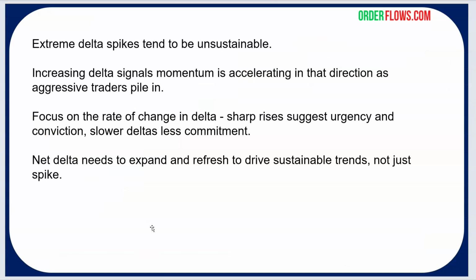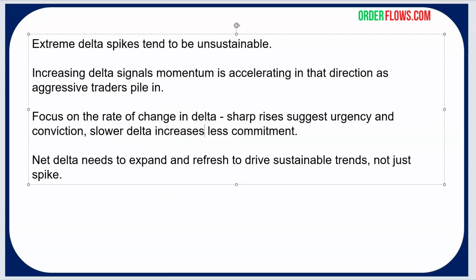Now, extreme delta spikes tend to be unsustainable. And increasing delta signals momentum is accelerating in that direction as aggressive traders pile in. So focus on the rate of change in delta. Sharp rises suggest urgency and conviction. Slower delta increases equal less commitment. Net delta needs to expand and refresh to drive sustainable trends, not just spike.